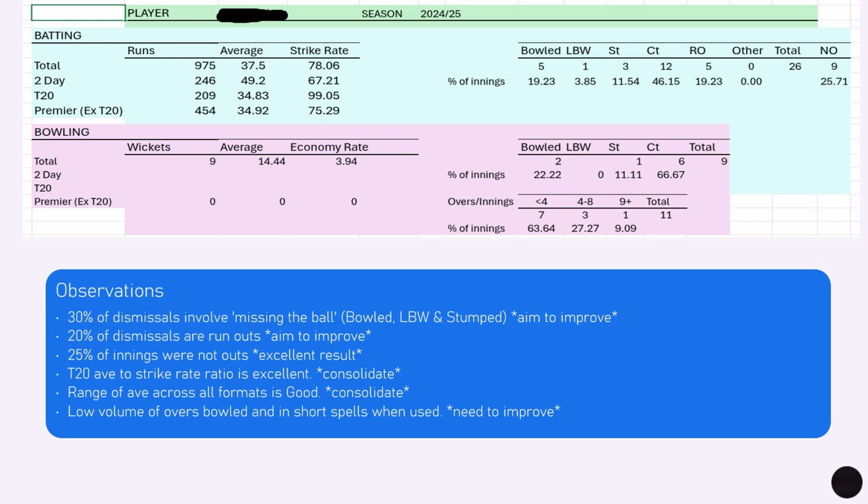We also note a high percentage of runouts, but on the positive side, this player has a very high average and has an excellent strike rate, particularly across the T20 format. The player also indicated that they aspire to be an off-spin bowler, but you'll see from the statistics that they don't bowl particularly a lot, and when they do bowl, it is not at the Premier level.